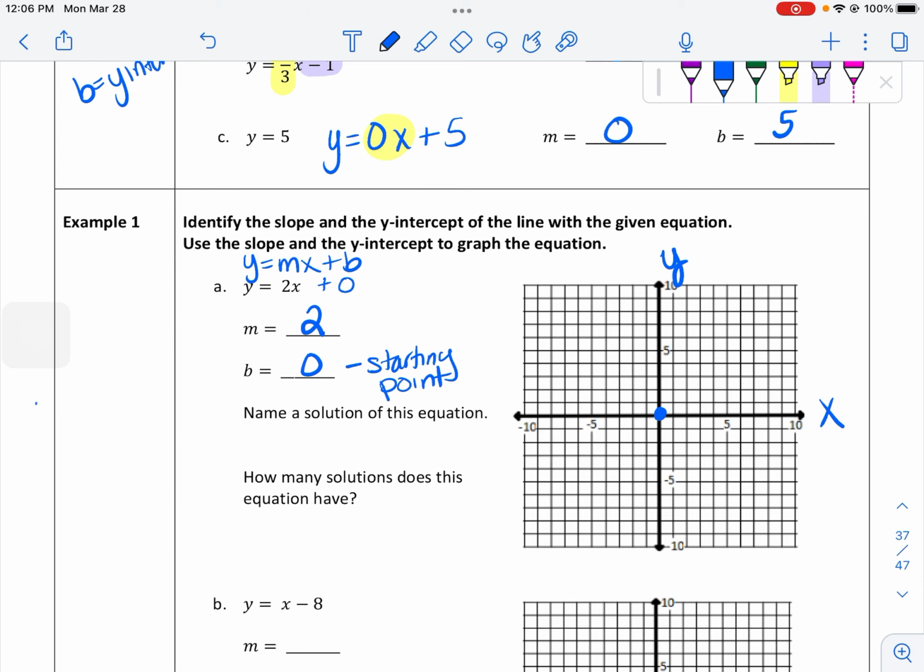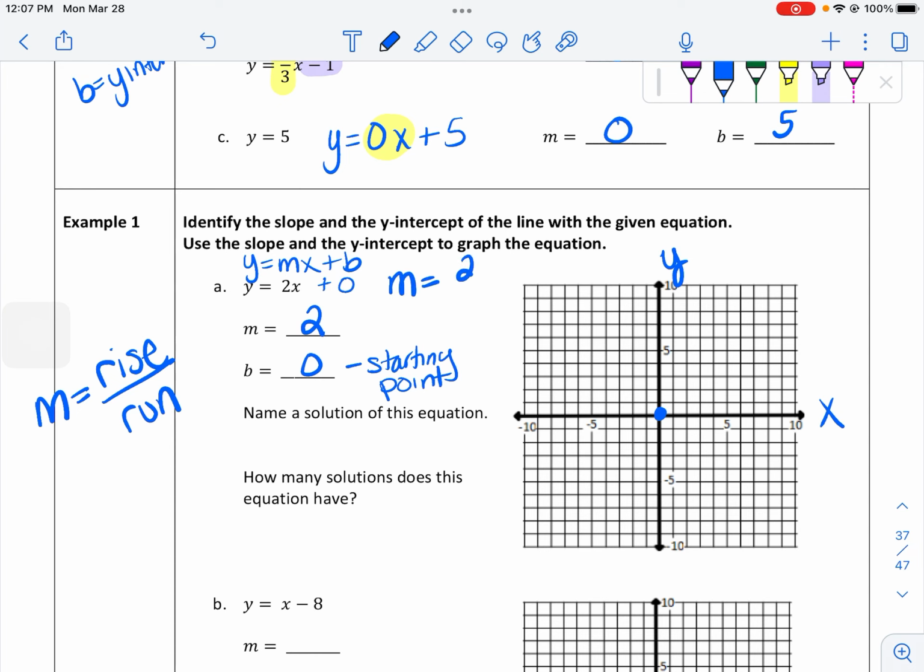And then to graph slope, we need to remember that slope is rise over run. We have been practicing calculating slope between 2 points, and we've been finding the rise over the run to calculate that slope. And so now we're going to graph it. My slope in this one is 2.